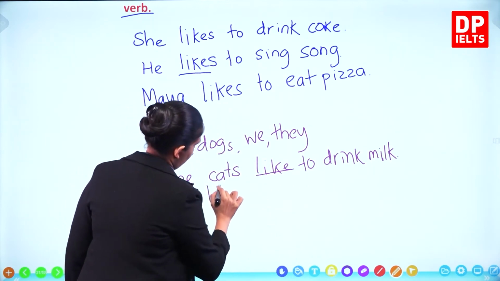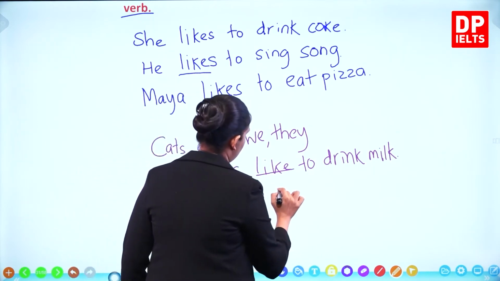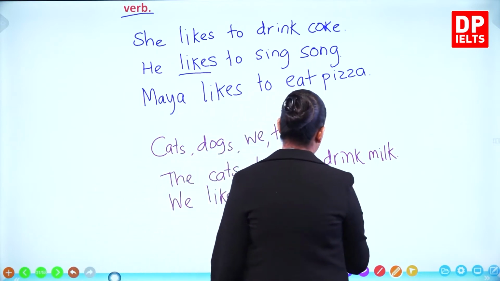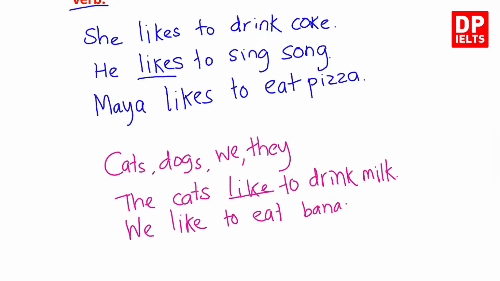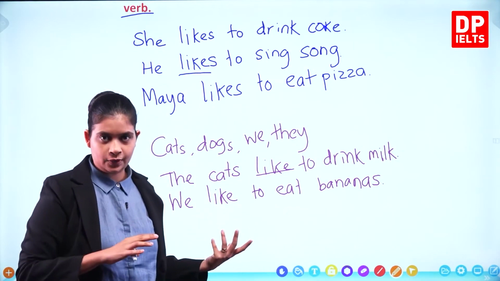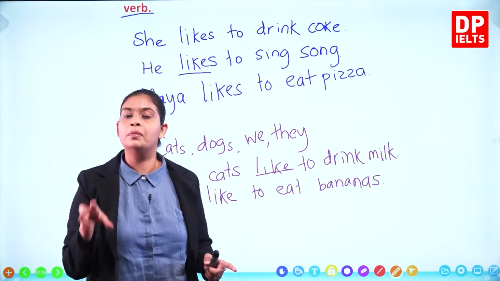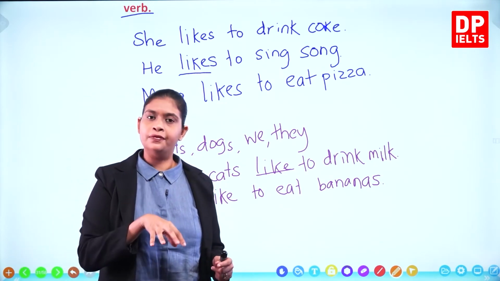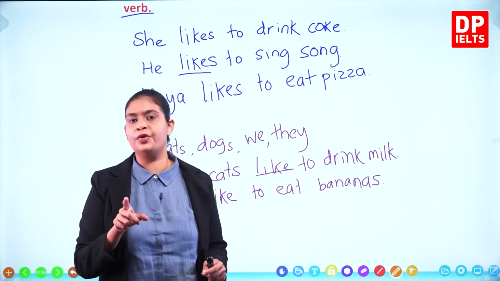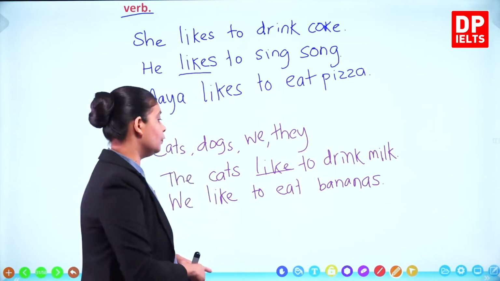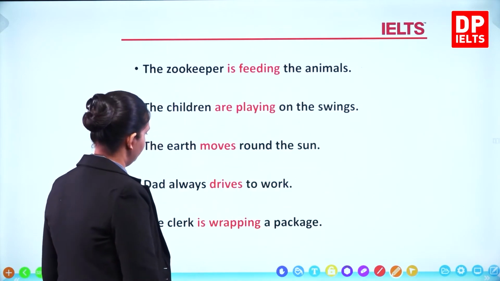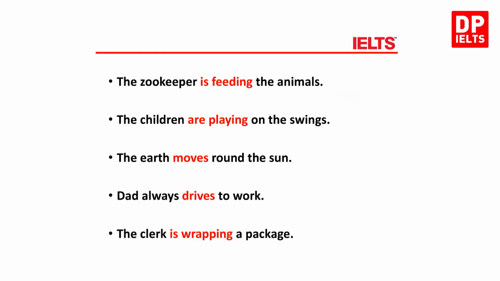We like to eat bananas. So if it is singular, a noun or a pronoun as a subject, then the verb must be singular. If there is a plural noun or pronoun as the subject, then the verb must be plural. Okay? இந்த ப்ளூரலுக்கு நாங்கள் ஒரு எக்ஸாம்பிள் பார்த்தோம்னு சொன்னால், cats like to drink milk. We like to eat pizza.